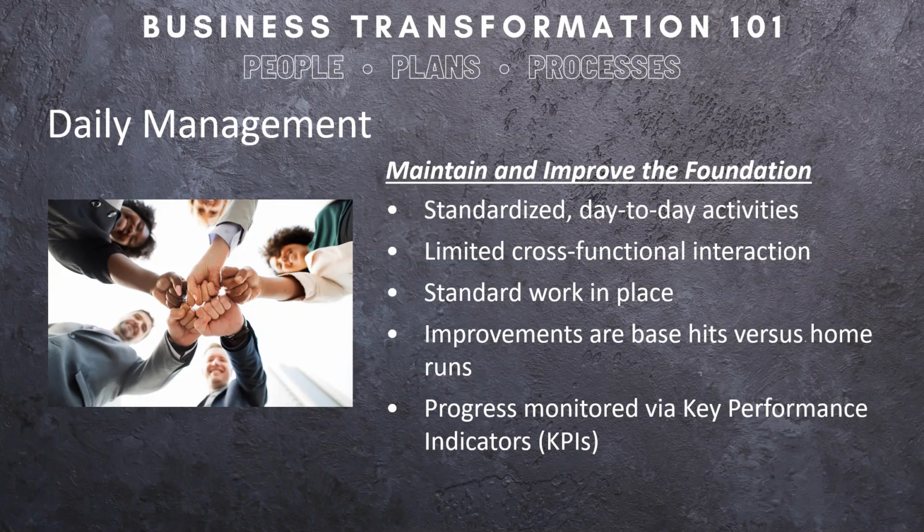the business operating effectively. It is also about setting a continuous improvement cadence that utilizes Kaizen events by all employees to endlessly drive incremental improvements, singles, not home runs, to the key processes of the business as measured by KPIs. Its success is predicated on having standard work in place and ensuring the organization executes the standard work. Typically, the daily management has limited cross-functional interaction.